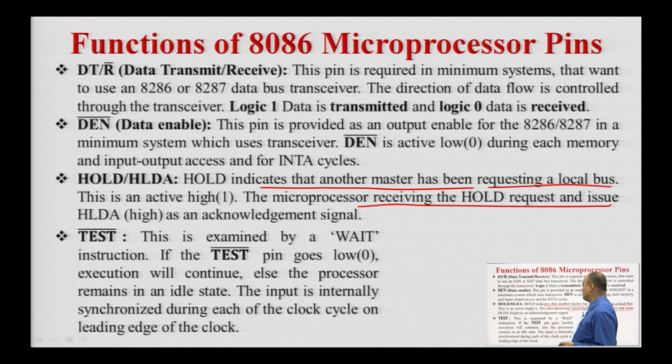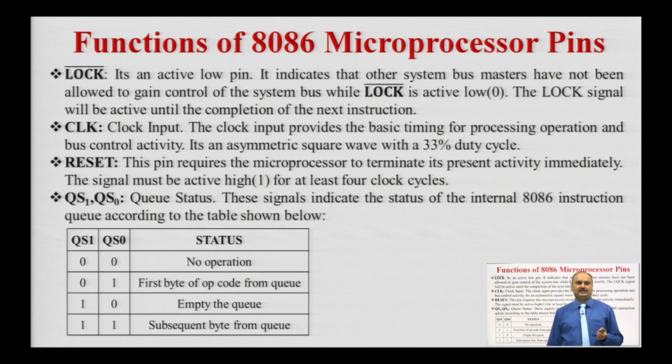Next is the test pin. This is examined by the wait instruction. If the test pin goes low, execution will continue, otherwise the microprocessor remains in the idle state. So, with the help of this test pin, when the status on this pin is 0, the execution continues, otherwise the microprocessor is in wait state.